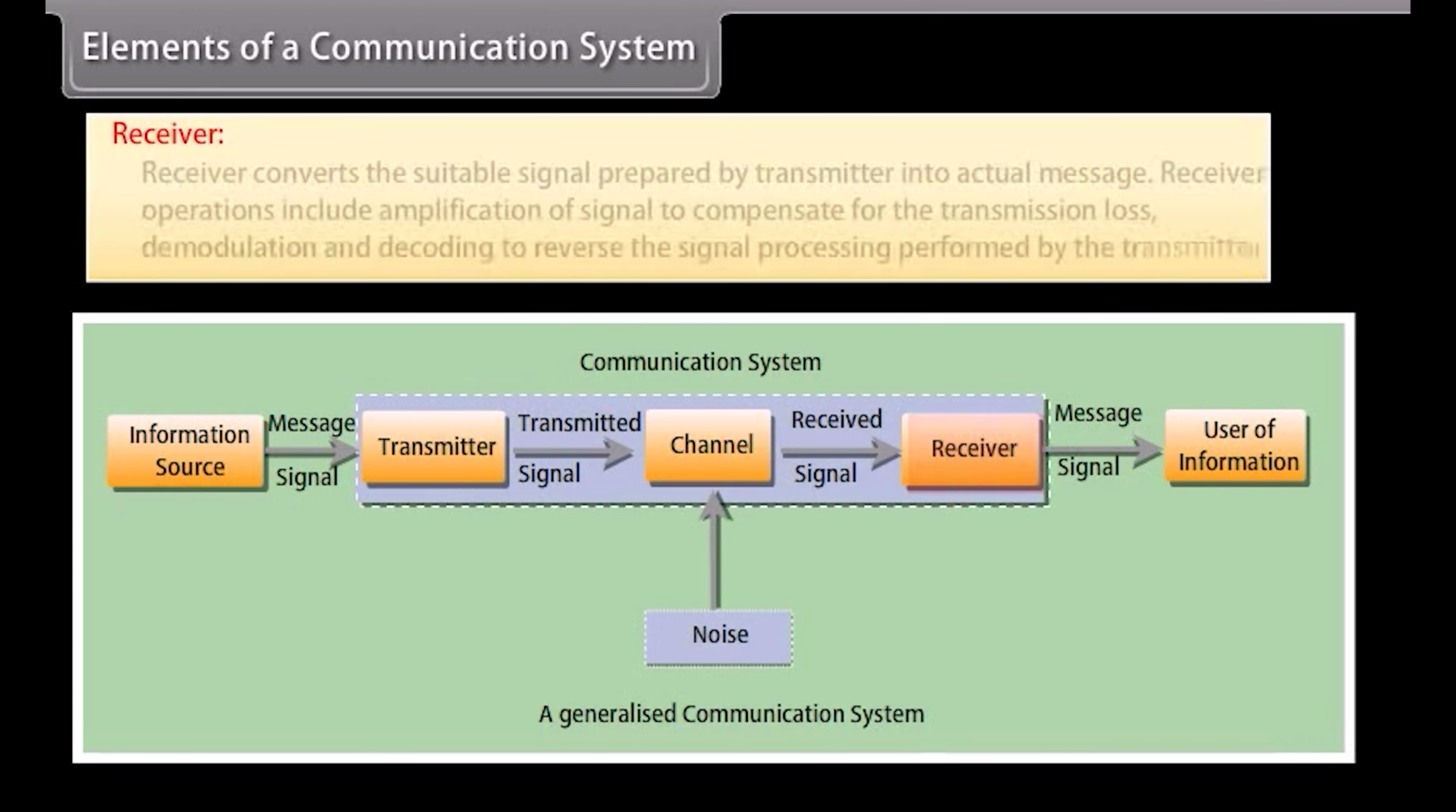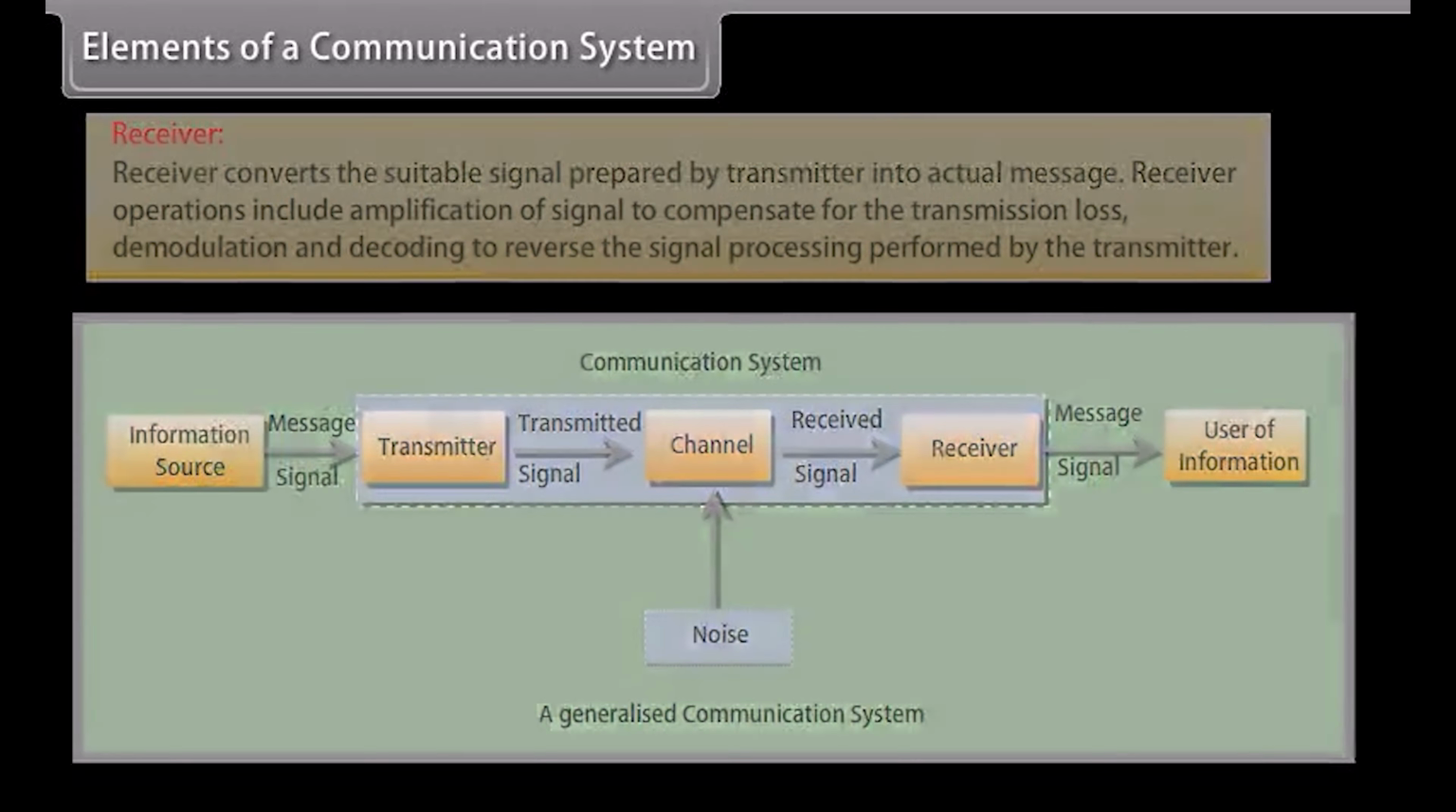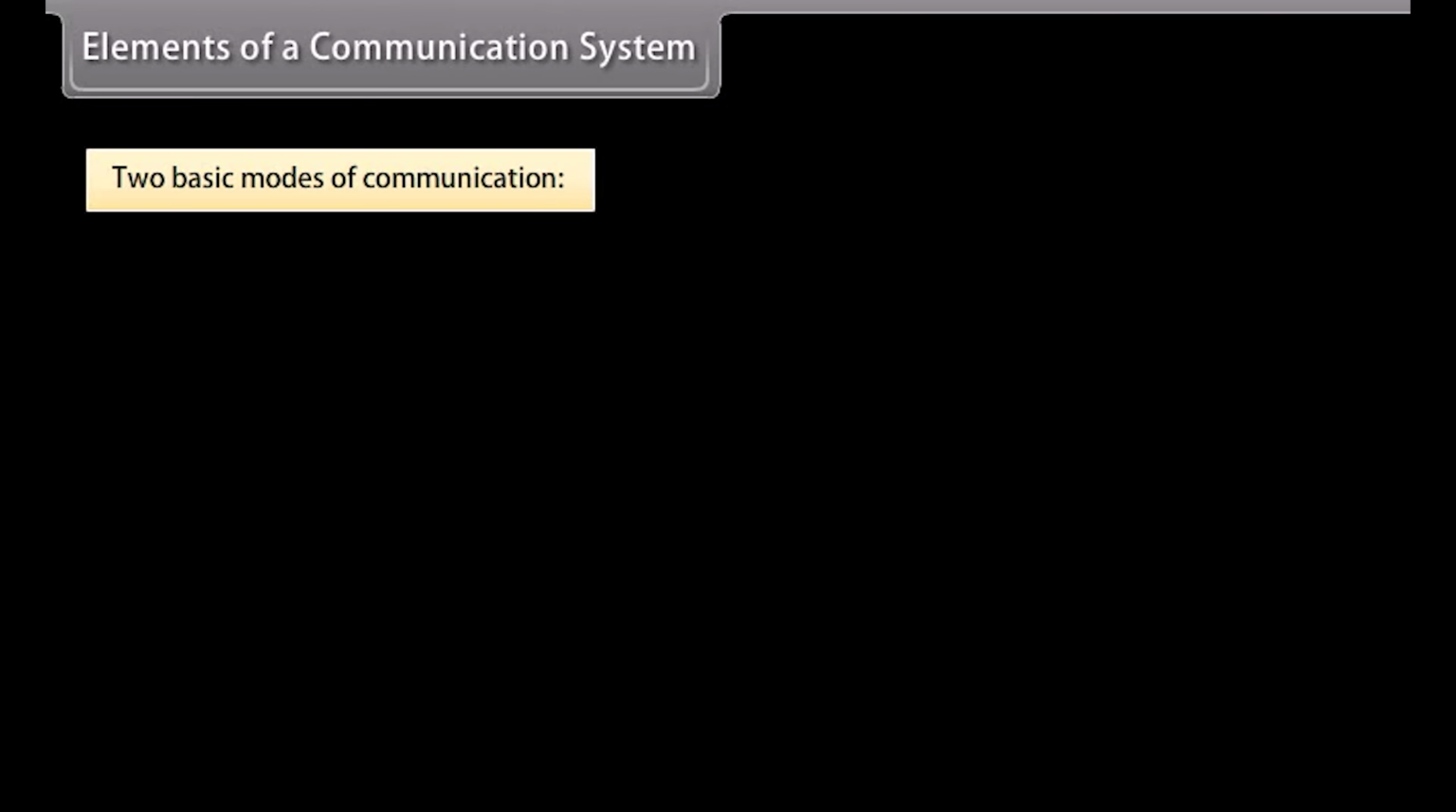Receiver. Receiver converts the suitable signal prepared by transmitter into actual message. Receiver operations include amplification of signal to compensate for the transmission loss, demodulation, and decoding to reverse the signal processing performed by the transmitter.